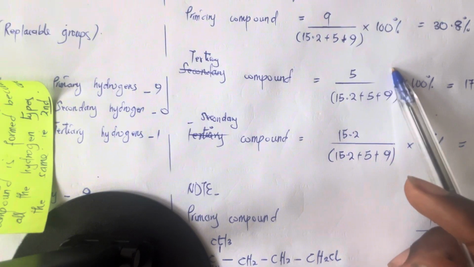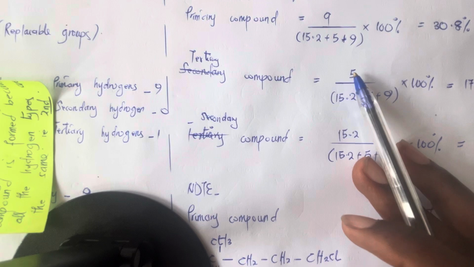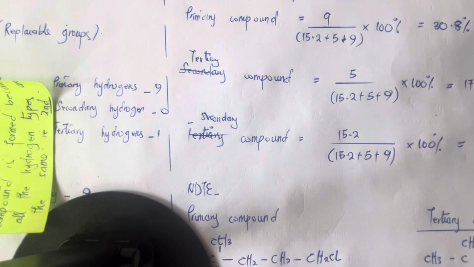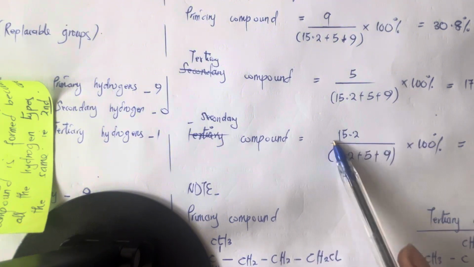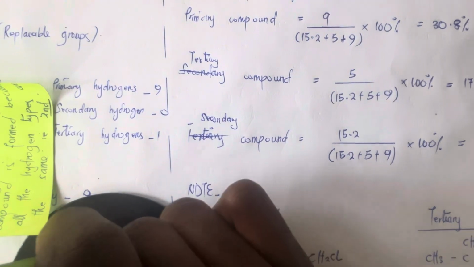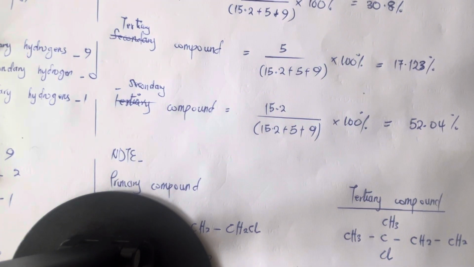So if you want to know the amount of compound that has been formed when you replace the tertiary hydrogen, this is 5 divided by the sum times 100. This is going to give you 17.123%. And when you take the secondary, which is 15.2 divided by the sum times 100. So at the end, make sure that when you add all these three, you should get 100. If you don't get 100, know that something is wrong. You should get 100 because it's just a percentage that you are expressing. So after adding everything, you should get 100.